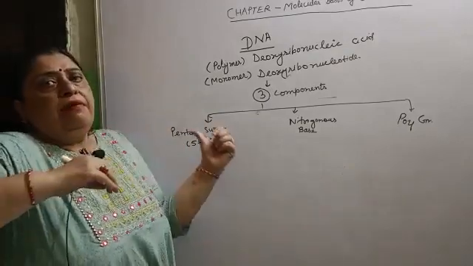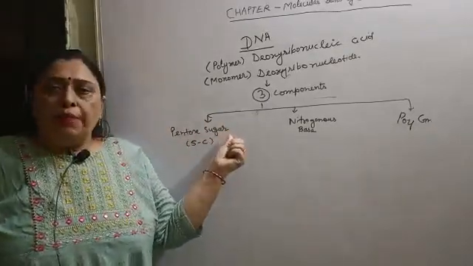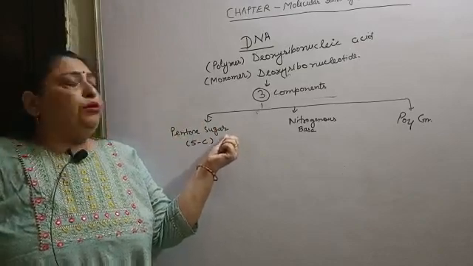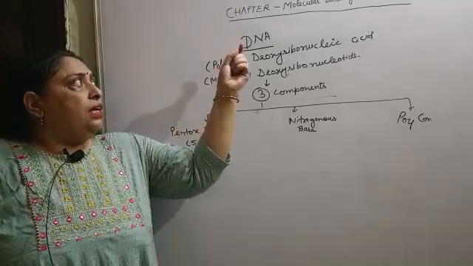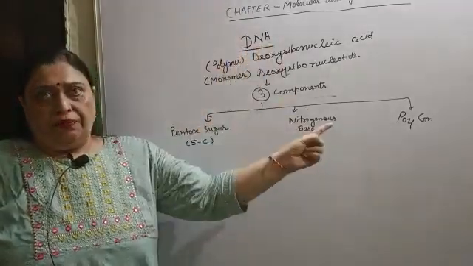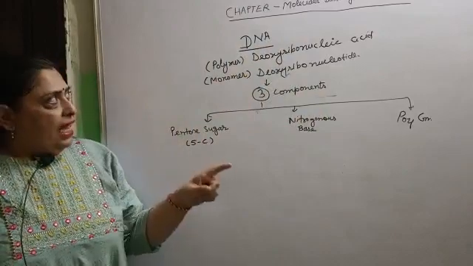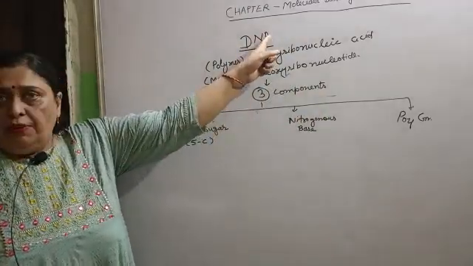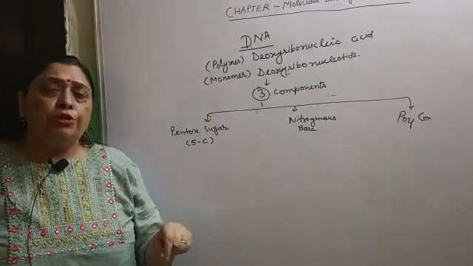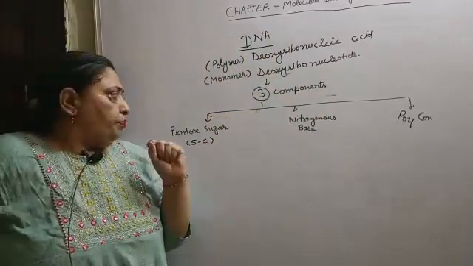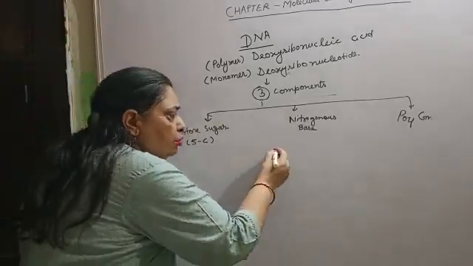Means this is a 5 carbon sugar. This is very important because this pentose sugar will determine the name of the nucleic acid. If deoxyribose sugar is present, then DNA will be formed, and in RNA, ribose sugar will occur. So now, this is pentose sugar.